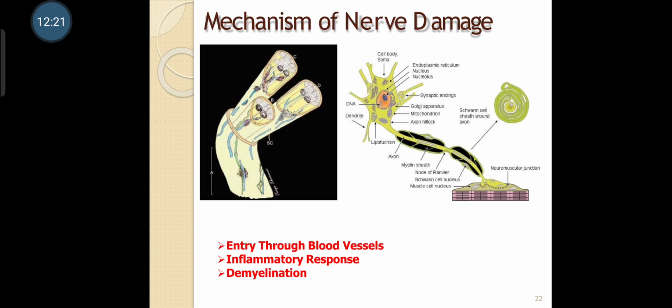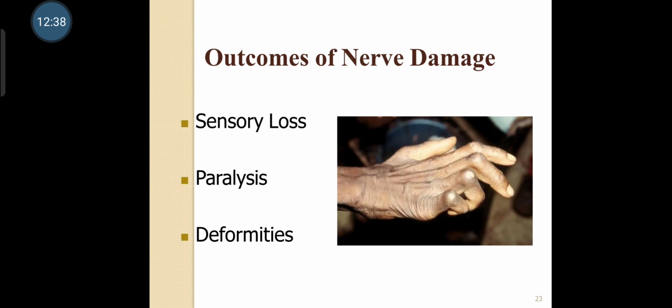Mechanism of the nerve damage. As the bacteria enter through the blood vessels, they cause an inflammatory response in the peripheral nerves, which further leads to demyelination, or loss of the myelin sheath, leading to nerve damage. Outcomes of the nerve damage: there is loss of sensation at that particular area, paralysis is there, and deformities are there.